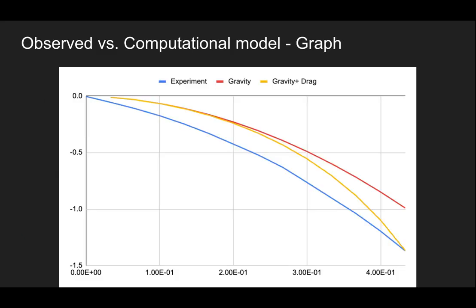So here is the graph. Analyzing our graph with the observed versus computational model results, we see that in our computational model, including drag, the result eventually lines back up with the experiment, showing that it is being affected by drag in the computation, whereas the computational model with just gravity continues in the same fashion over time without a significant drop, as it is expected to fall at a faster rate than with the drag from the calculation.